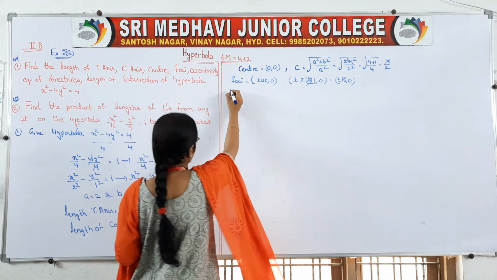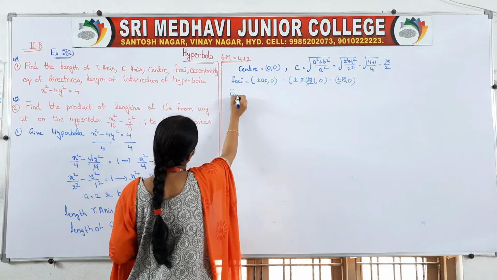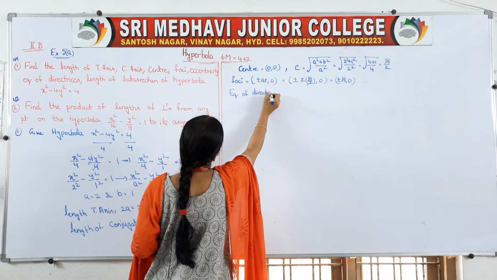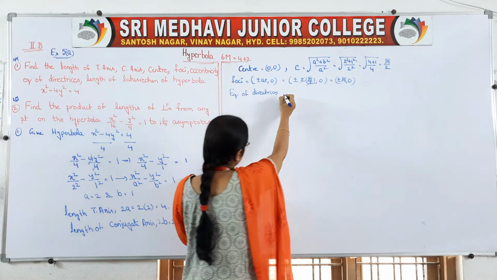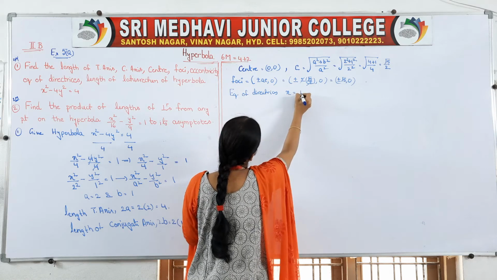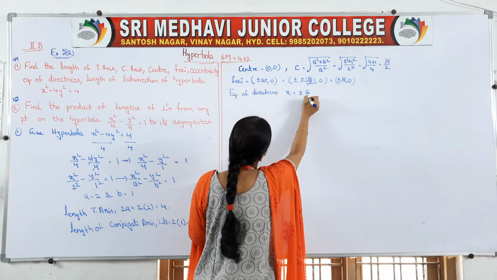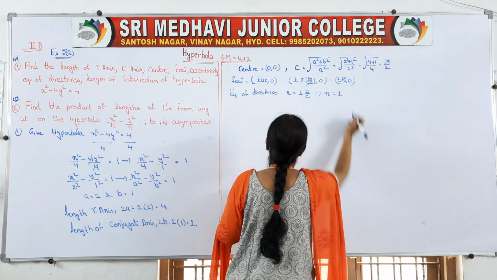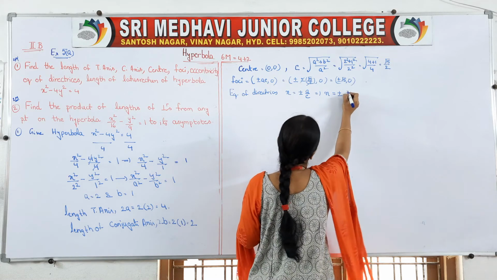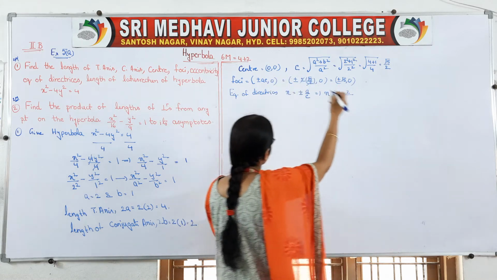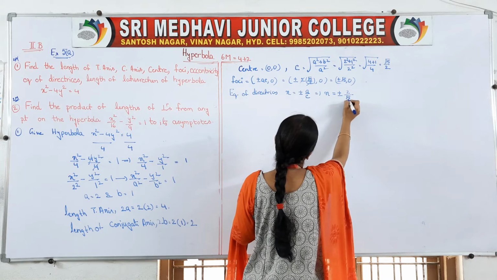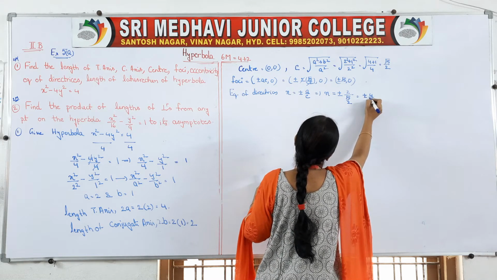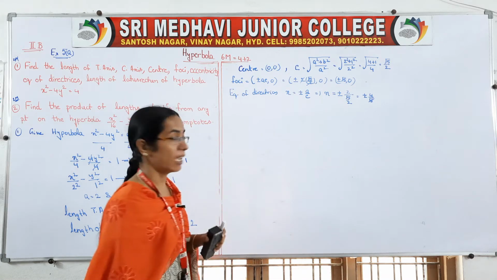Next you take the equation of directrices. What is the equation of directrices for the standard form? X is equal to plus or minus A by E. So, X is equal to plus or minus A, which is 2, by E. The E value we got is root 5 by 2, so it is equal to plus or minus 4 by root 5.